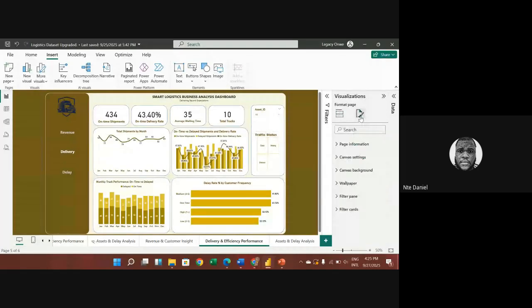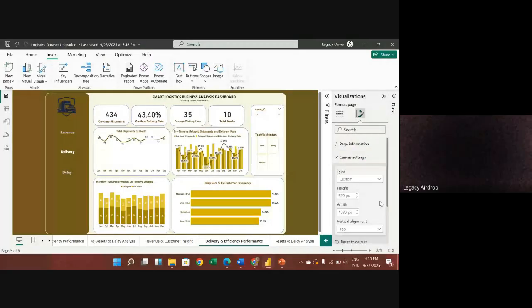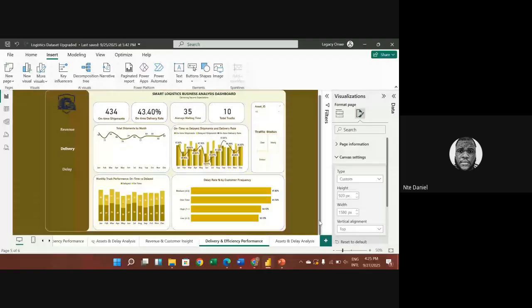What's the size? 920 by 1580. Sorry, this is the canvas size here, 920 pixels by 1580. And this is at 50%. Why did you decide to go with that?